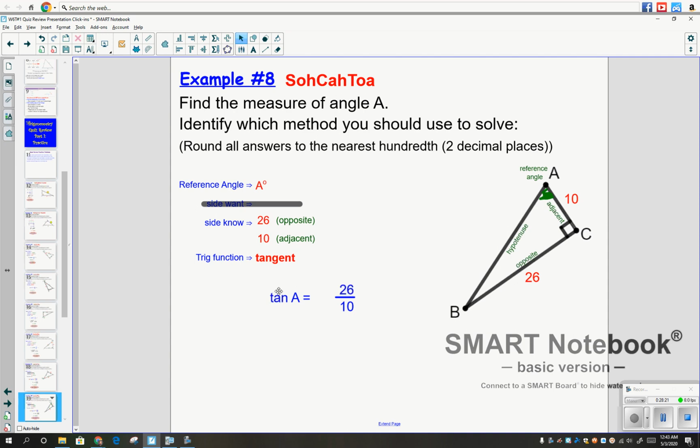How do I undo tangent? How do I get rid of it? I'm going to take the inverse. Tangent inverse of tangent will cancel that out. We'll get rid of tangent and leave me with just A on the left side. So A equals tangent inverse of the ratio of 26 over 10.